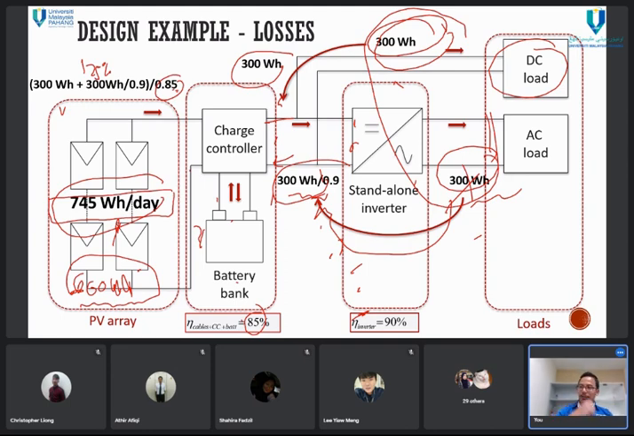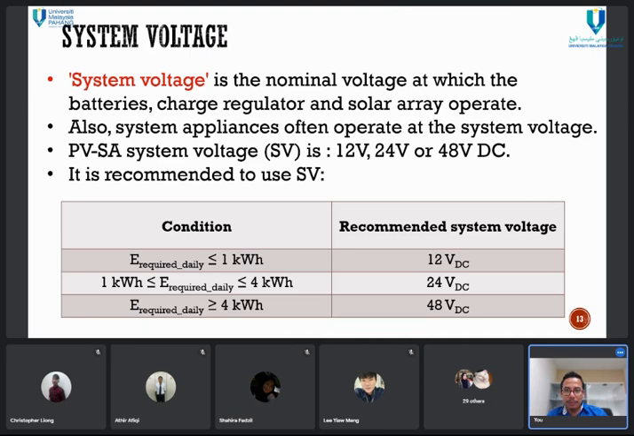Alright, let's proceed. Then we know how many watt hours we need for our system after considering all the losses. After that, we need to choose the system voltage. System voltage, abbreviated as SV, bukan supervisor, is the nominal voltage at which the batteries, charge regulator, and solar array operate. I believe you are all very familiar with these values.